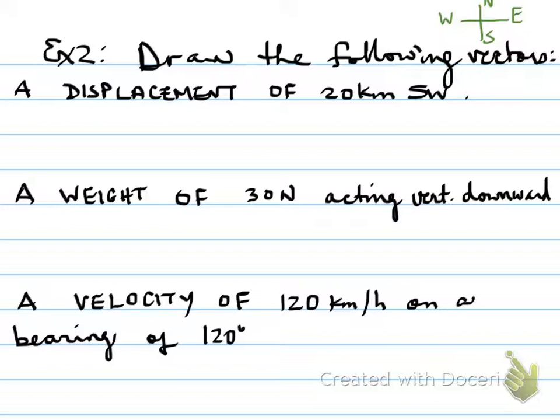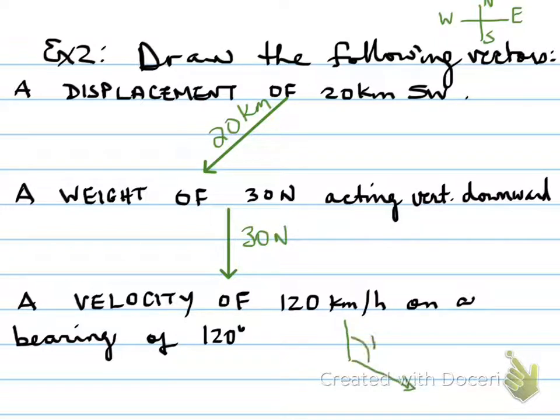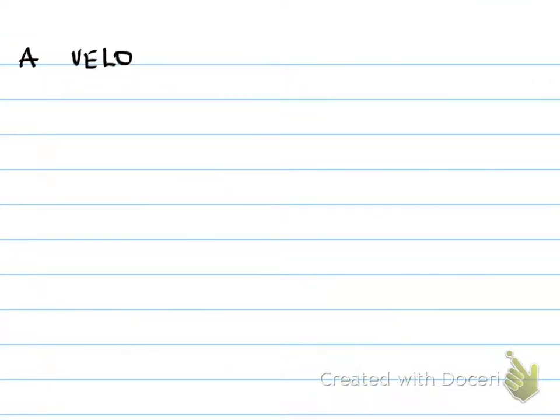So a displacement of 20 kilometers southwest would mean we would draw an arrowhead in a southwest direction, and a directed line segment, and the magnitude of that would be 20 kilometers. Now, a weight of 30 newtons acting vertically downwards, you would draw a directed line segment vertically downwards, and there would be 30 newtons applied to it. A velocity of 120 kilometers per hour on a bearing of 120 degrees means that from north we measure in a clockwise direction of 120 degrees, and from that you draw your directed line segment, which means that it is traveling at 120 kilometers per hour.